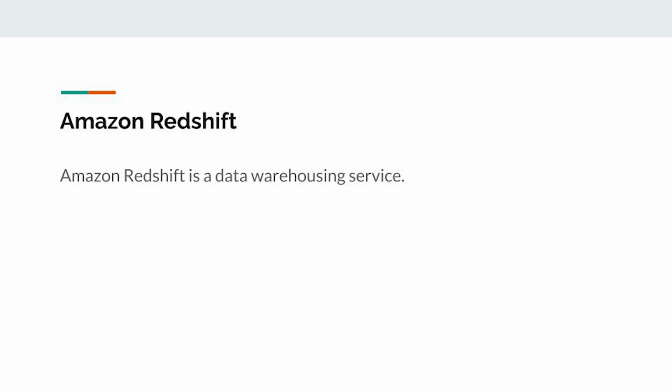Next topic, Amazon Redshift. Amazon Redshift is a data warehousing service. Redshift can run SQL analytics on big data. It is a column-oriented database. This is an important thing to remember. For analytics, column-oriented databases are more efficient.